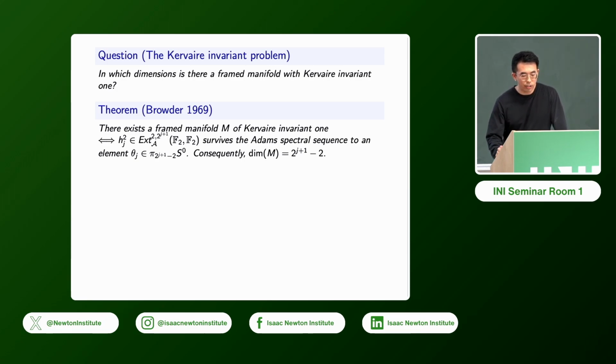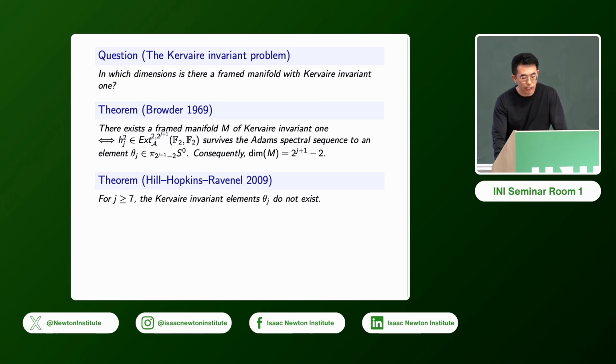So in 1969, Browder reduced this question to a question about the Adams spectral sequence. Browder showed that there exists a framed manifold of Kervaire invariant 1 if and only if this element h_j squared survives the Adams spectral sequence to become an element called theta_j in the stable homotopy groups of spheres. And since theta_j lives in dimension 2^(j+1) minus 2, a consequence of this is that the dimension of my manifold has to be 2 less than a power of 2. So this is Browder's reduction.